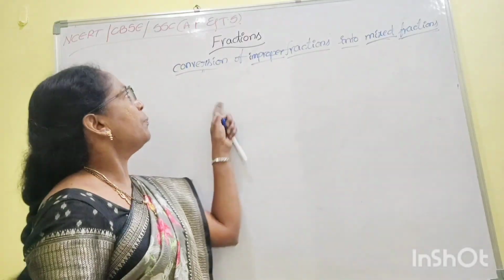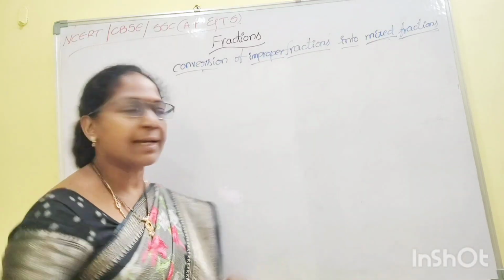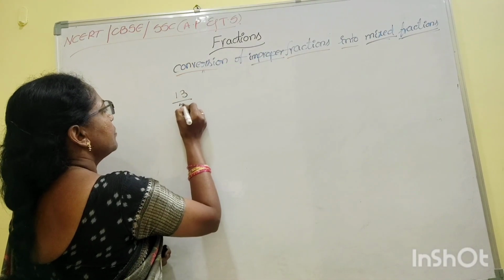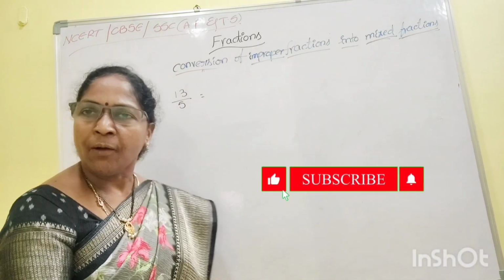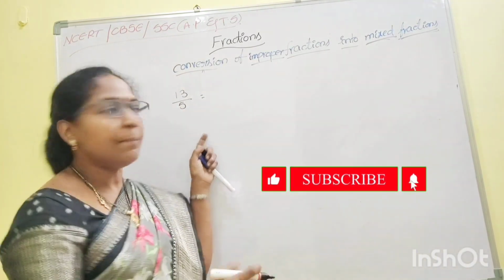Now, the next topic is conversion of improper fractions into mixed fractions. Now here, for example, 13 by 5. Now, how to convert? See, this is the improper fraction. Now, how to convert it into a mixed fraction?